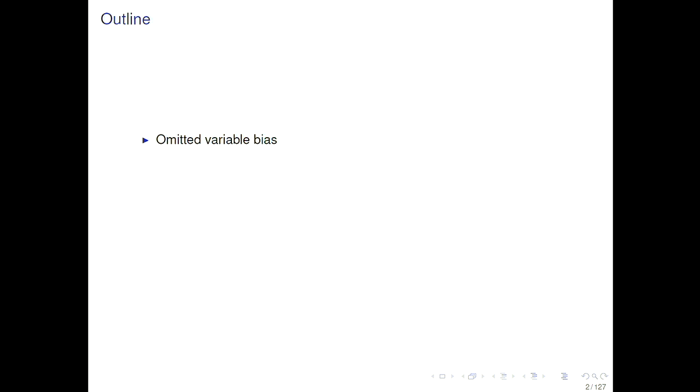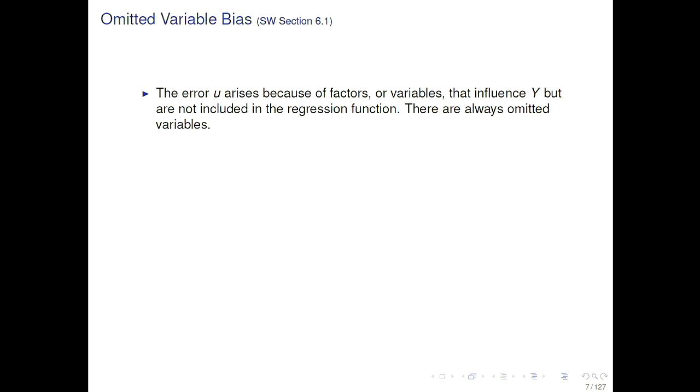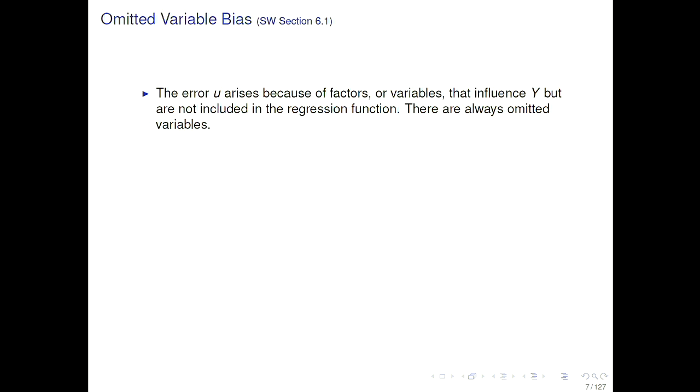So you don't have to worry about the difficulties too much. If you understand the materials so far, then the material in this lecture is going to be straightforward. So what we are going to do is study omitted variable bias first. And then we will talk about causality and regression analysis. Then we will discuss how to come up with multiple regression and how to calculate the OLS estimator. And we will talk about measures of fit. Then the sampling distribution of the OLS estimator. We need the sampling distribution because we want to conduct statistical inference, right?